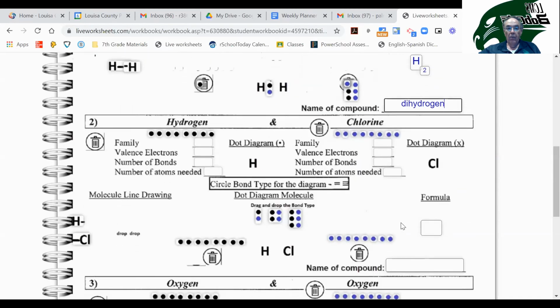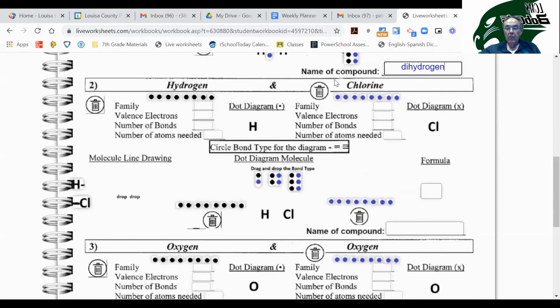Okay. Now we're going to take a look at the second one. It says we want to bond hydrogen to chlorine. We know hydrogen is in family 1. It has 1 valence electron, and its oxidation number is 1, so it needs to make 1 bond. Chlorine is in family 7, it has 7 valence electrons, and its oxidation number is 1, so it needs to make 1 bond or share 1 electron to get to a total of 8.